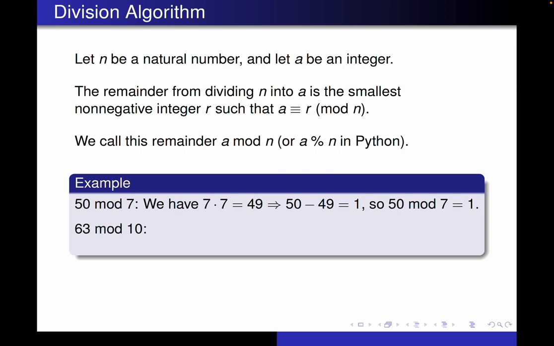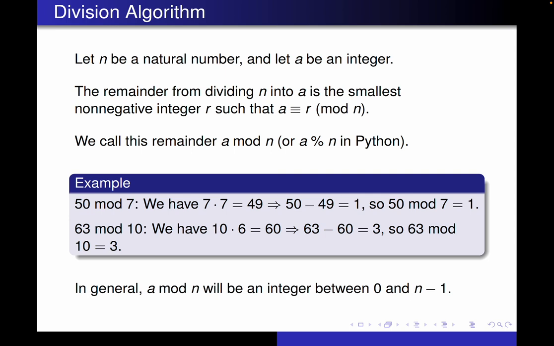If we do 63 mod 10, 10 goes in there 6 times without going over. 10 times 6 being 60 gives us 63 minus 60 equals 3. And that means that 63 mod 10 is equal to 3. So in general, a mod n is going to be some integer between 0 and n minus 1, which isn't too surprising. Those are the types of numbers that we got when we did division of integers.